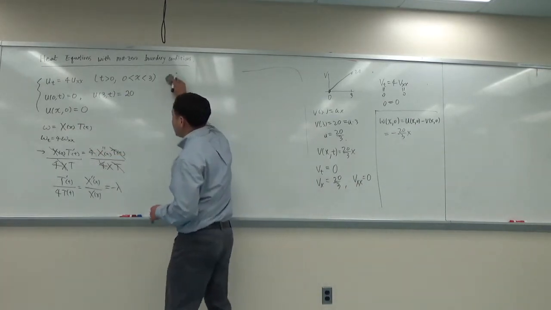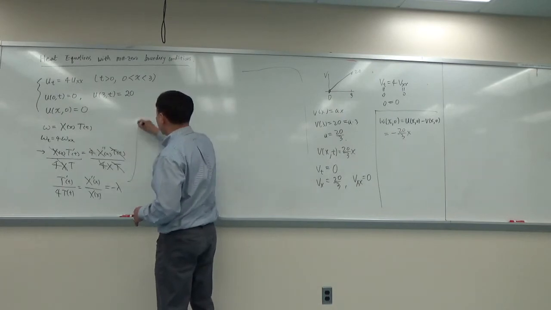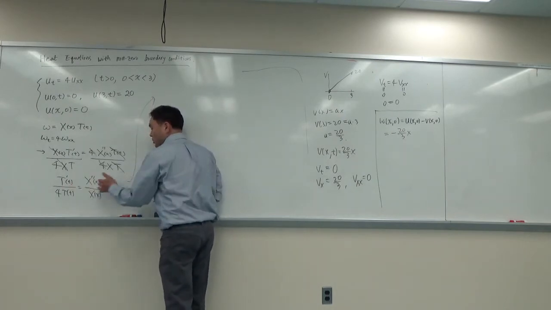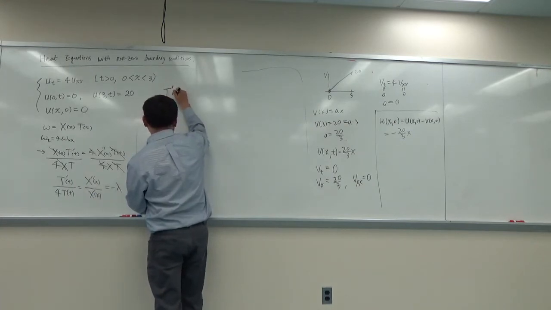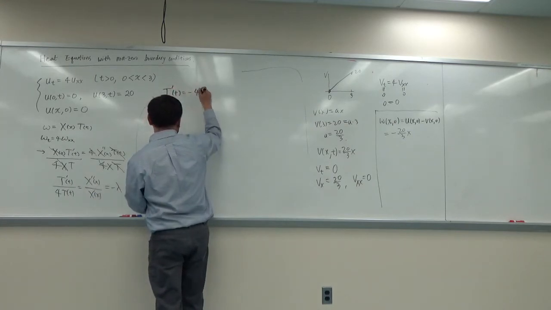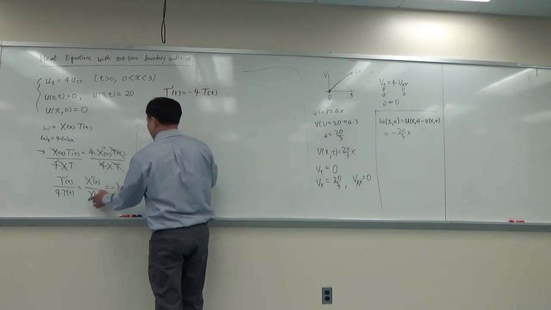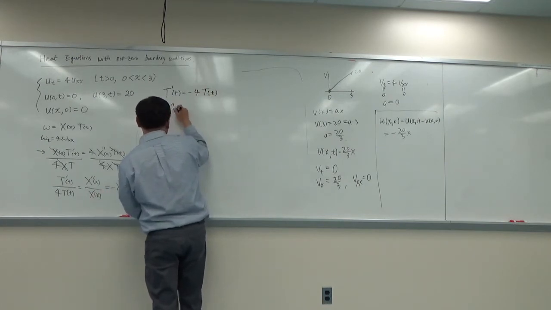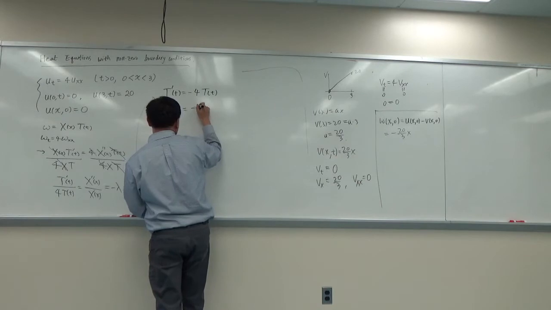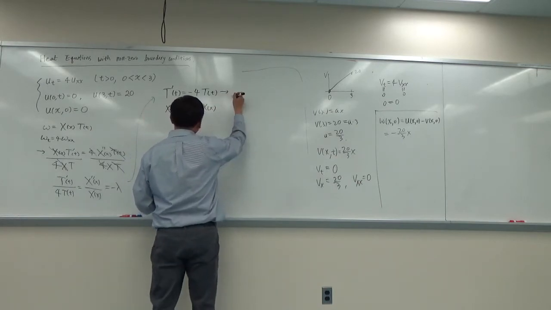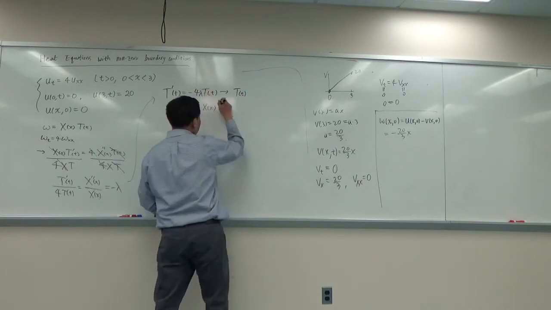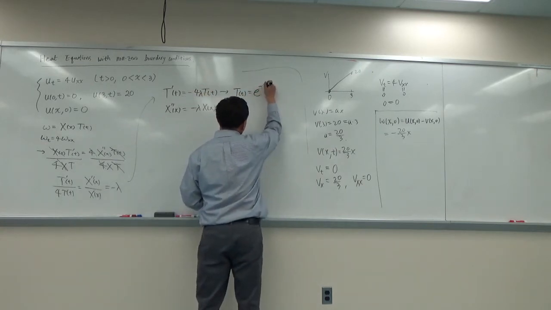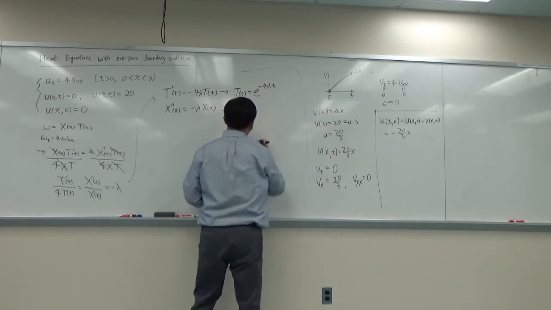Okay, and then we come up with 2 equations. This one means you have T prime of t equals negative 4 lambda T of t. The second one gives you X double prime of x equals negative lambda X of x. This one has a simple solution. This is T of t, there's a lambda there, equals e to the negative 4 lambda t.